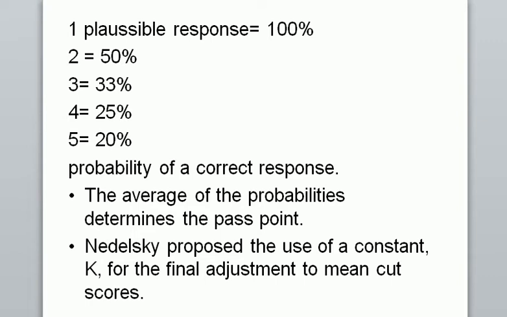If the examinees opt for option 2, the response will be equal to 50%. And so on, 3 is equal to 33%, 4 is equal to 25%, and 5 is equal to 20%. So the probability of a correct response, the average of the probabilities, determines the pass points. Nedelsky proposed the use of a constant K for the final adjustment to mean cut scores.